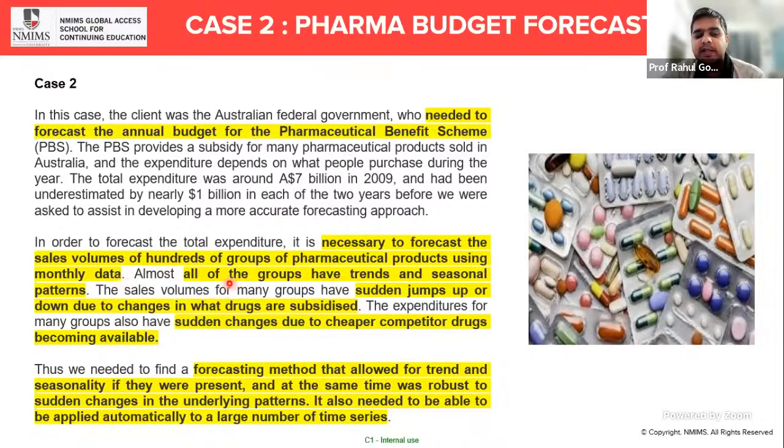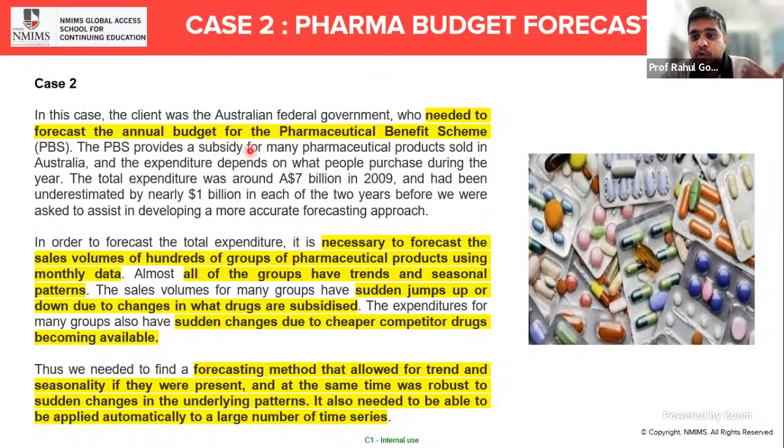All the groups have trend and seasonal patterns. Many groups have sudden jumps up or down due to changes in what drugs are being subsidized. The expenditure for many groups has sudden changes due to cheaper competition. These are the highlighted problem statements: trend, seasonality, sudden jumps, because of cheaper competition or subsidies.